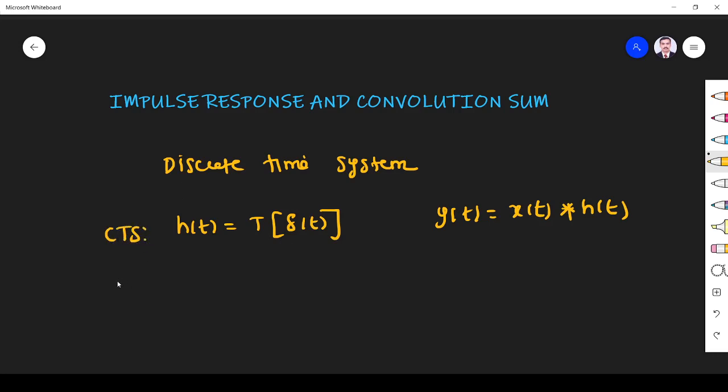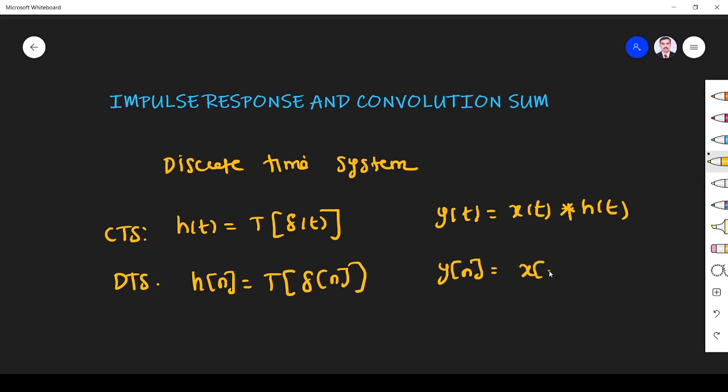In the discrete time system, the same concept, except t is replaced by n. So h of n is equal to T of del of n, and y of n we are going to get is x of n star h of n. Now we will deal with that.